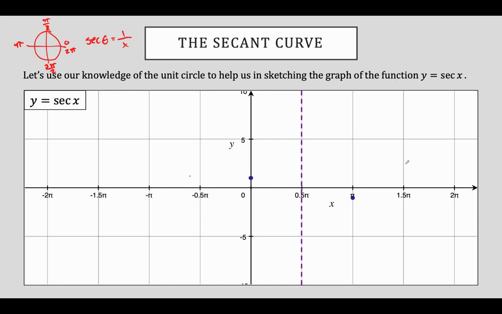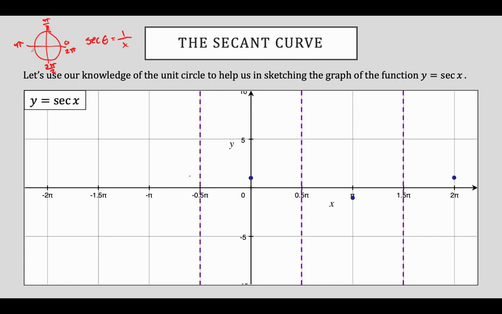All right. The secant of 3 pi over 2, that would be 1 divided by 0, undefined. The secant of 2 pi, 1 divided by 1, that gives me 1. And we could do the exact same thing going in the opposite direction. The secant of negative pi over 2. Negative pi over 2 being down here. 1 divided by x is 1 divided by 0, undefined.